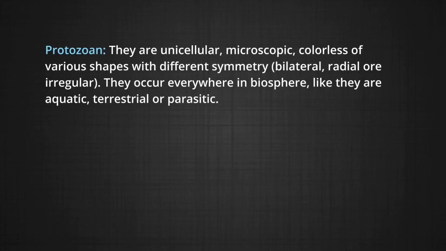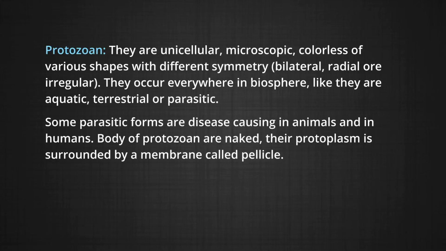Protozoans are unicellular, microscopic, colorless, of various shapes with different symmetry, bilateral, radial or irregular. They occur everywhere in the biosphere, as they are aquatic, terrestrial or parasitic. Some parasitic forms are disease causing in animals and in humans. The body of protozoans is naked. Their protoplasm is surrounded by a membrane called pellicle.